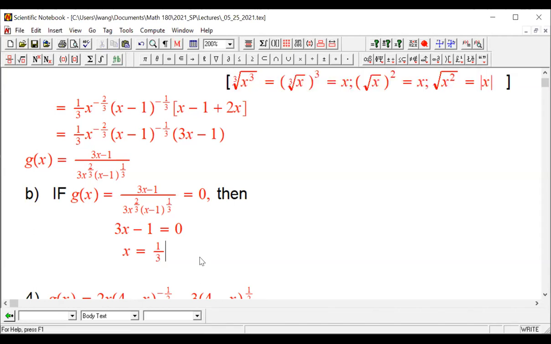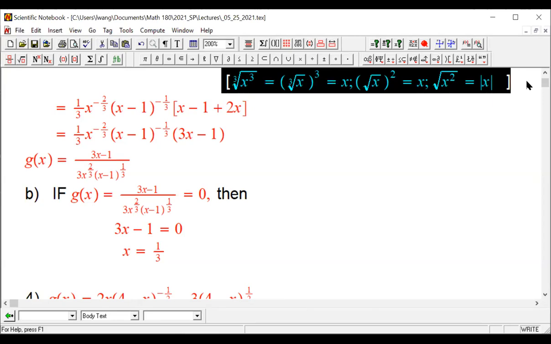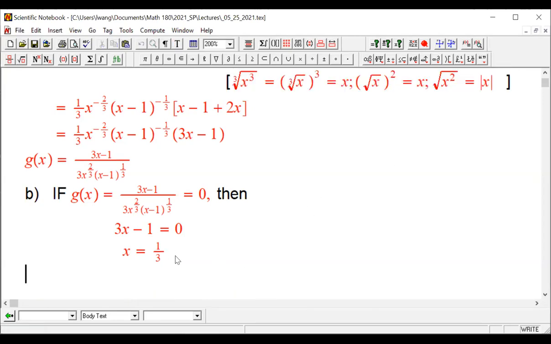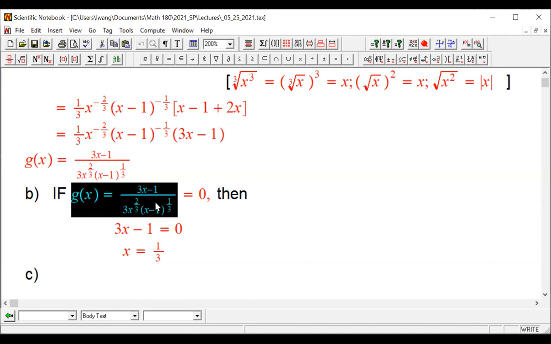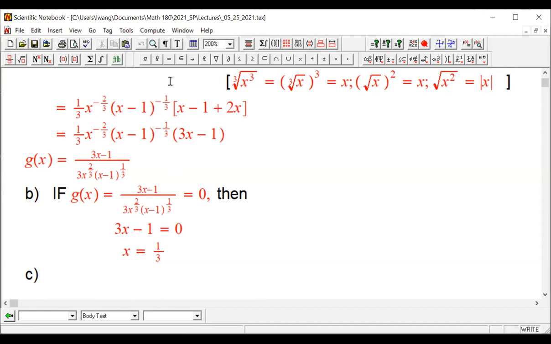So let's finish this one. I'm going to address this one more time. Let's finish that one, C. What is the domain for G? You see, in the denominator we have two factors. One is x raised to the power 2/3, and the other one is x minus 1 to the power 1. So neither one can be 0. G is defined in the entire domain except the points that make the denominator equal 0.